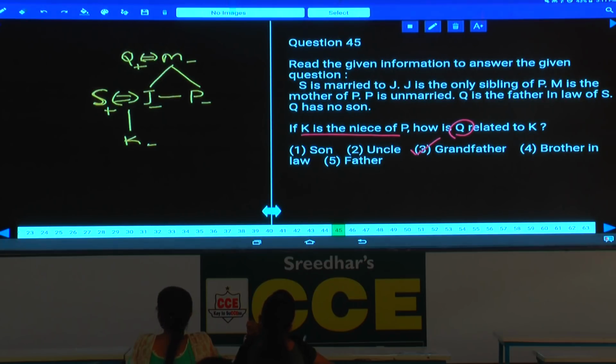Done with this? Now, this is about question numbers 44 and 45, 2 questions on this blood relation set.